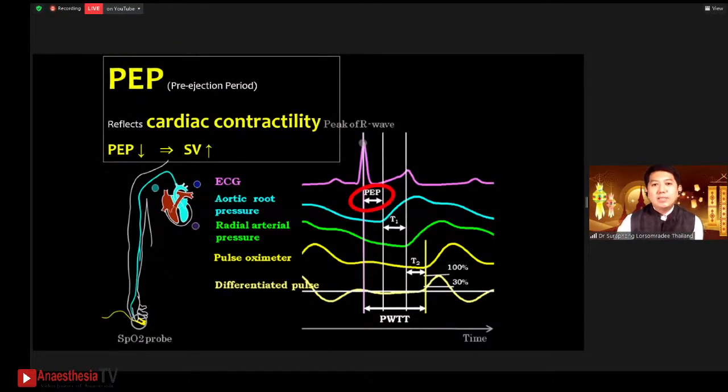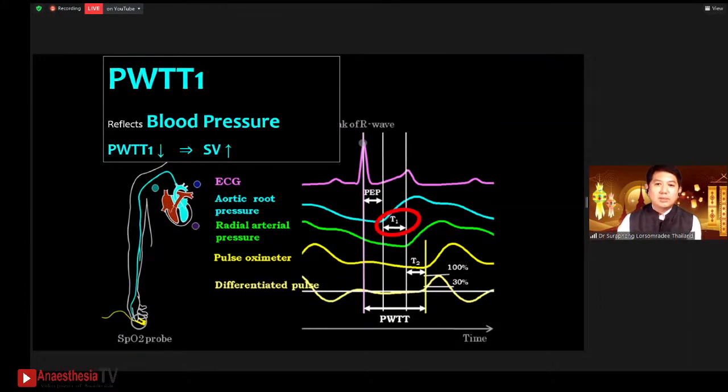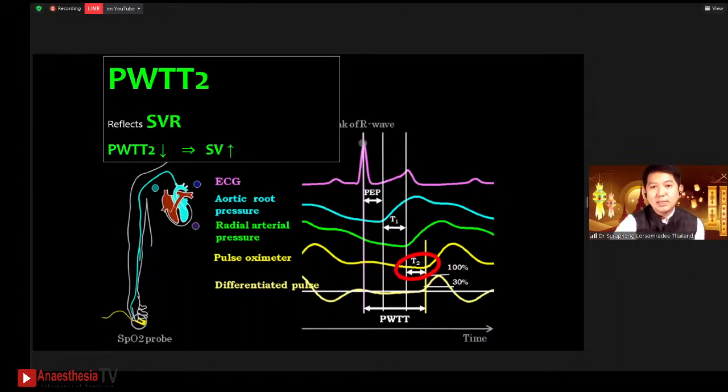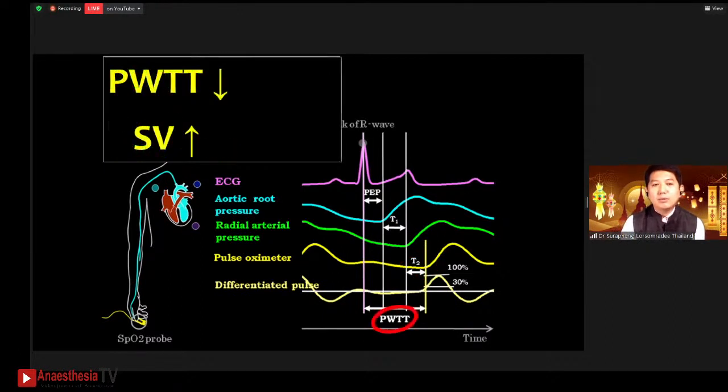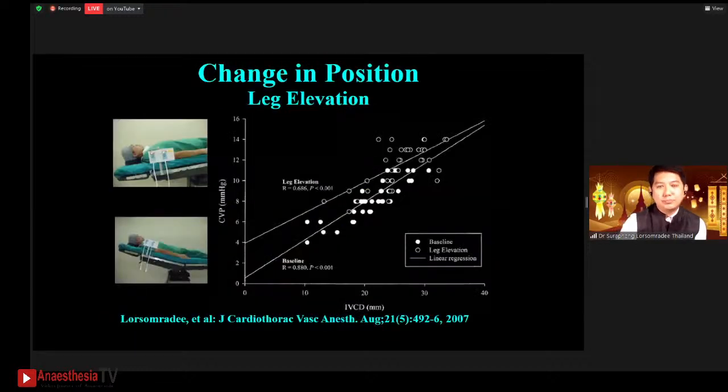For example, from the ECG to the upstroke of the aortic root pressure is related to cardiac contractility. From the upstroke of the aortic root to the upstroke of the radial arterial pressure, it relates to the blood pressure. And from the radial to the finger pulse, like the pulse oximeter, it relates to the SVR. If we combine all together, we call it the pulse wave transit time. It will relate to the stroke volume. And right now, many devices can transform the pulse wave transit time to estimate the stroke volume.